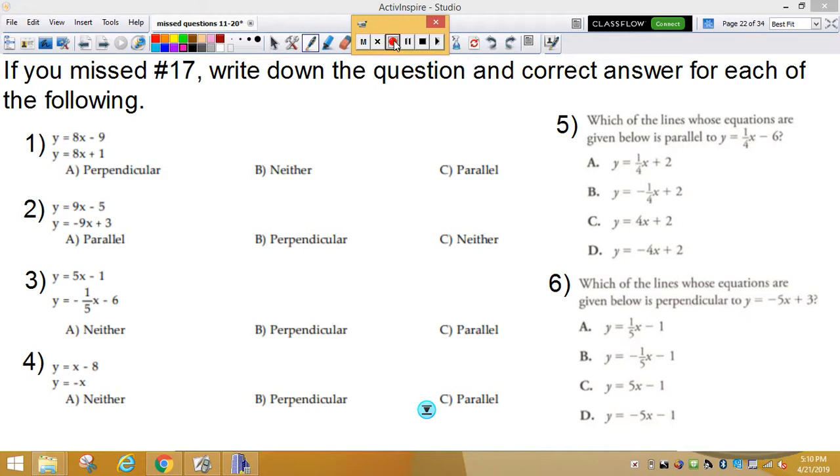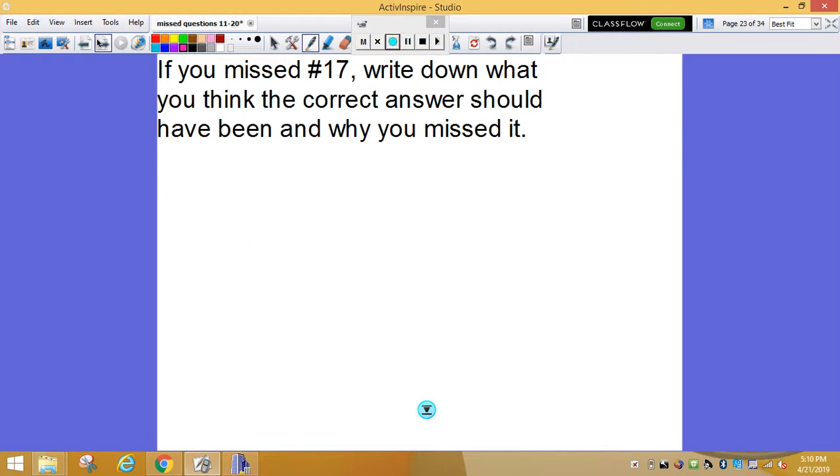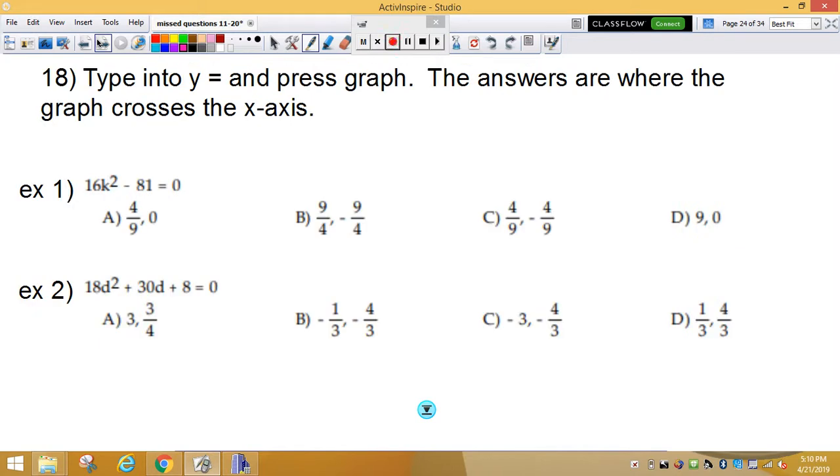So remember, parallel is the same slope. Perpendicular, you need to flip it and change the sign. And these are all nice. They're all already solved for y. You don't have to do any of that. Also, if you missed number 17, write down what you think the correct answer should have been and why you missed it. If you missed number 18, I want you to pause it.